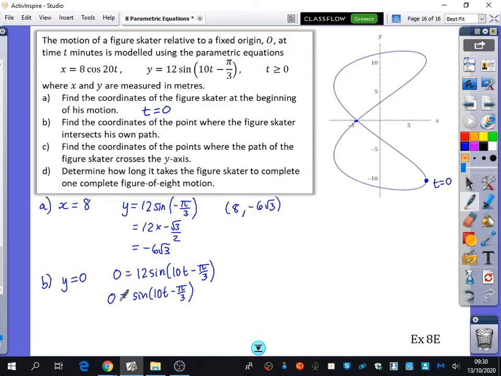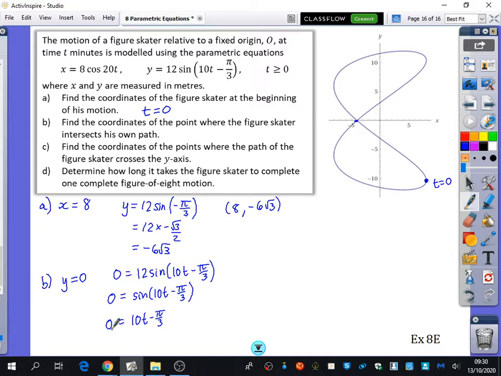So actually the solution to this, you could either do the inverse sine of 0. You're just going to get 0 equals 10t minus pi over 3. Obviously it's not just 0. What other values could it be equal to? It could be not pi over 2 for sine.